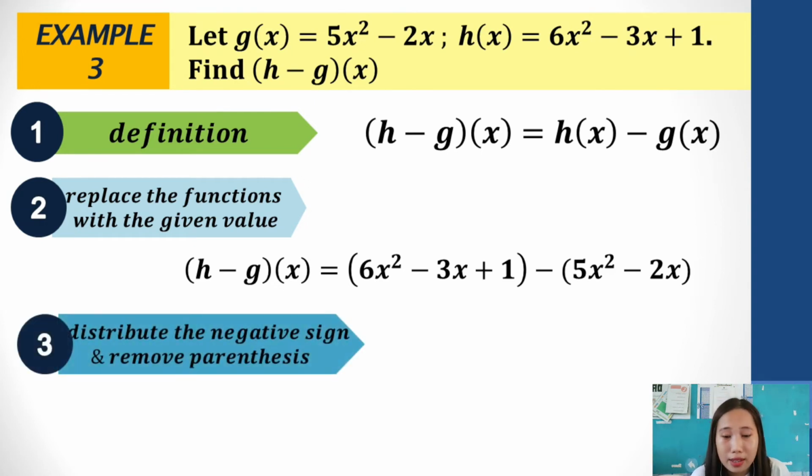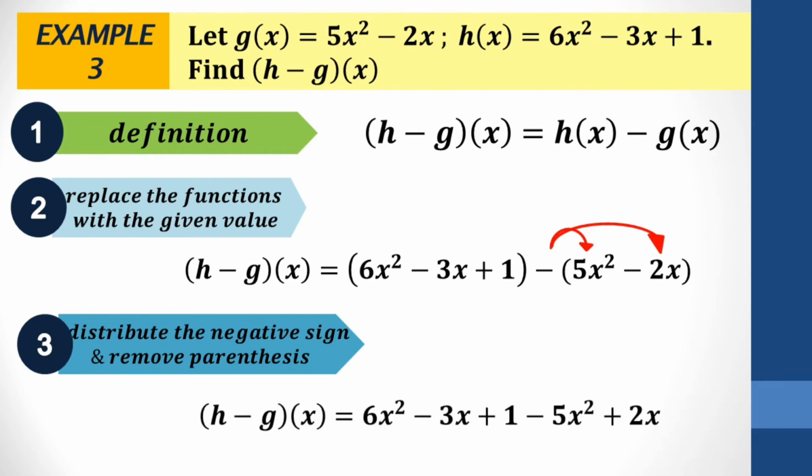Third one. Distribute the negative sign and remove parenthesis. So, sa pangalawang function natin, dinistribute natin yung ating negative sign. So, magiging 6x squared minus 3x plus 1. Di-remove na yung parenthesis. Tapos, dinistribute na rin natin yung negative sign.